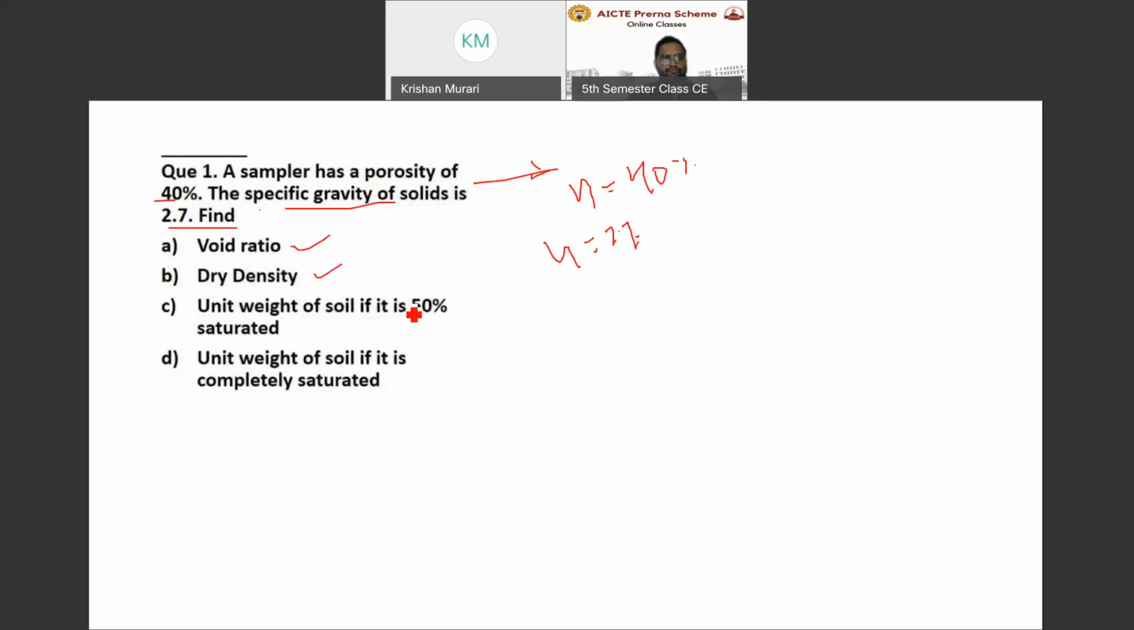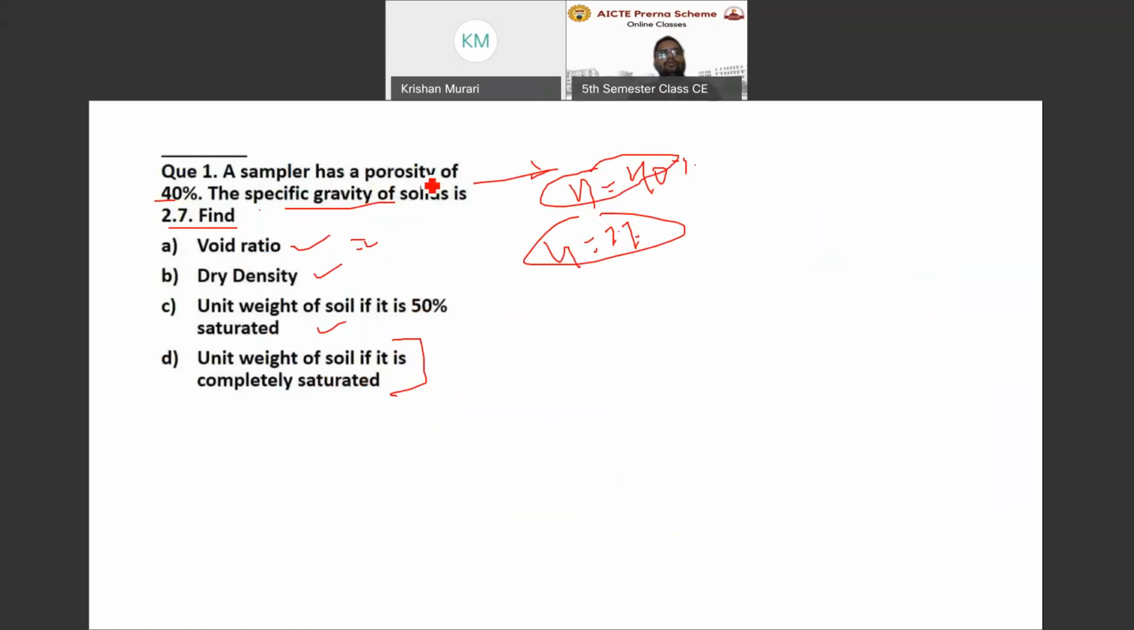dry density, unit weight if it is 50% in saturation condition, and unit weight of soil if it is completely saturated. Here four terms you can find with these two quantities. Firstly, you have to note what is the given.